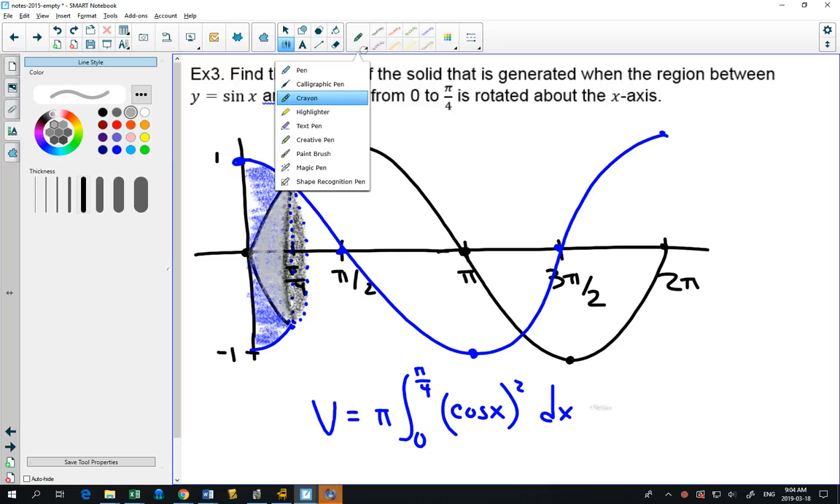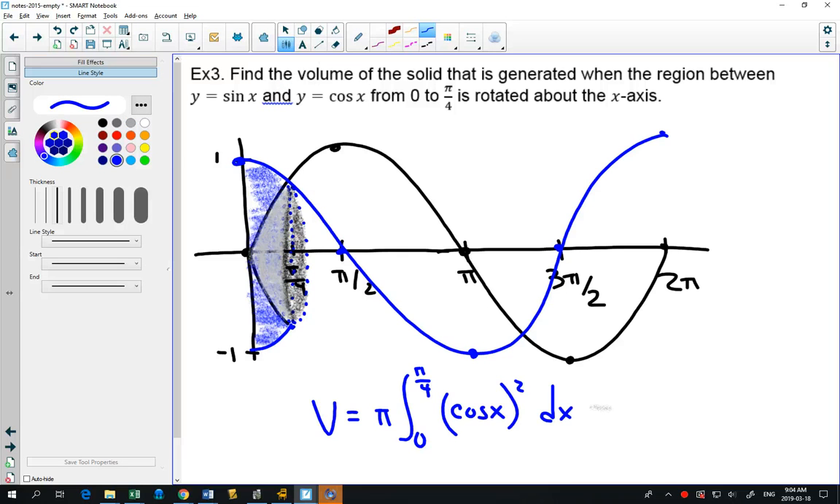No. Here we go. We need to go back to pen. Can you see if I write in gray? Oh yeah, that shows up. And we need to subtract the area from 0 to pi over 4 of sine x all squared with a pi in front dx. If I subtract the silver part, that silver volume, out of the blue volume, I will get the volume in the end.